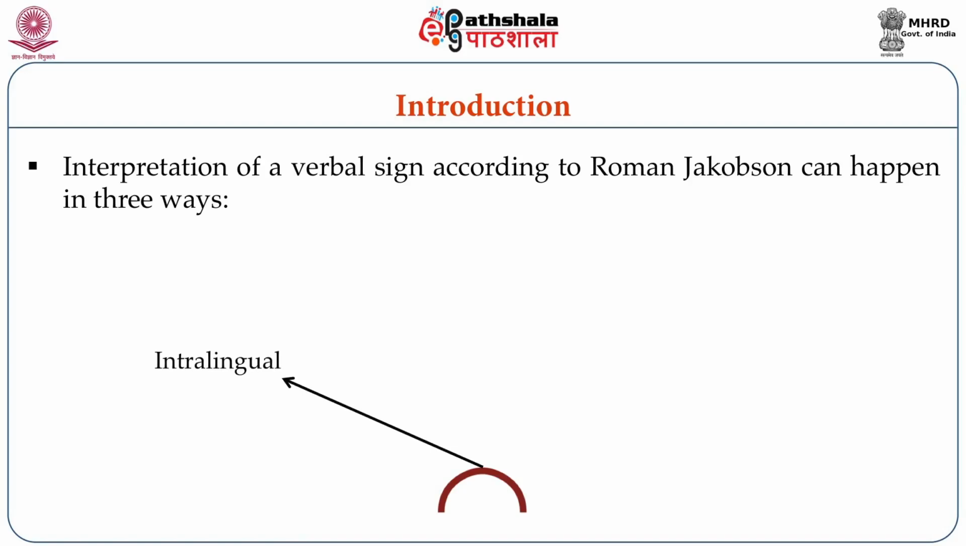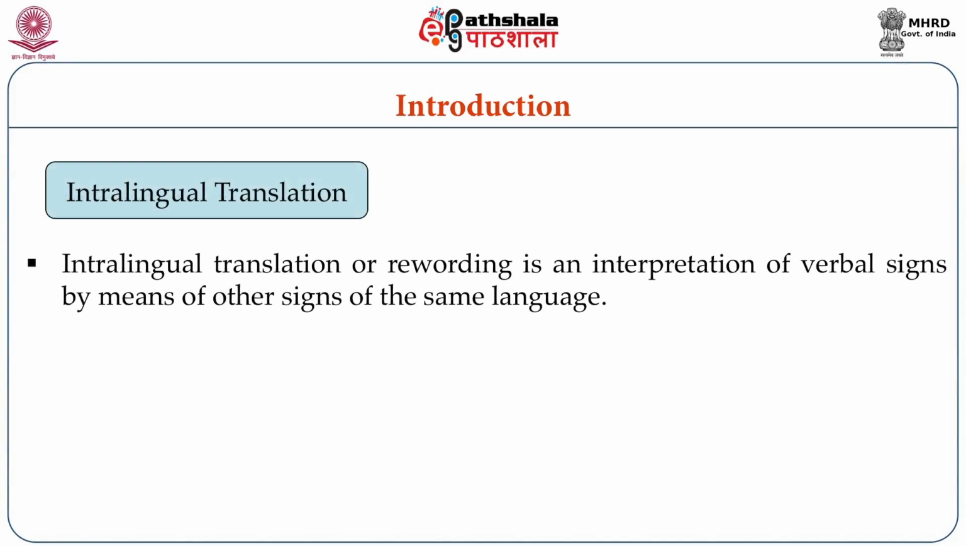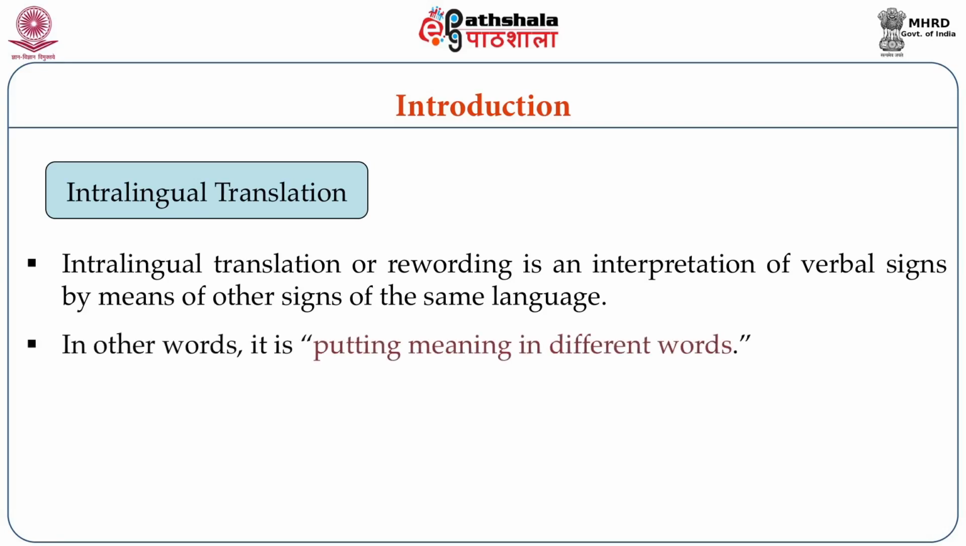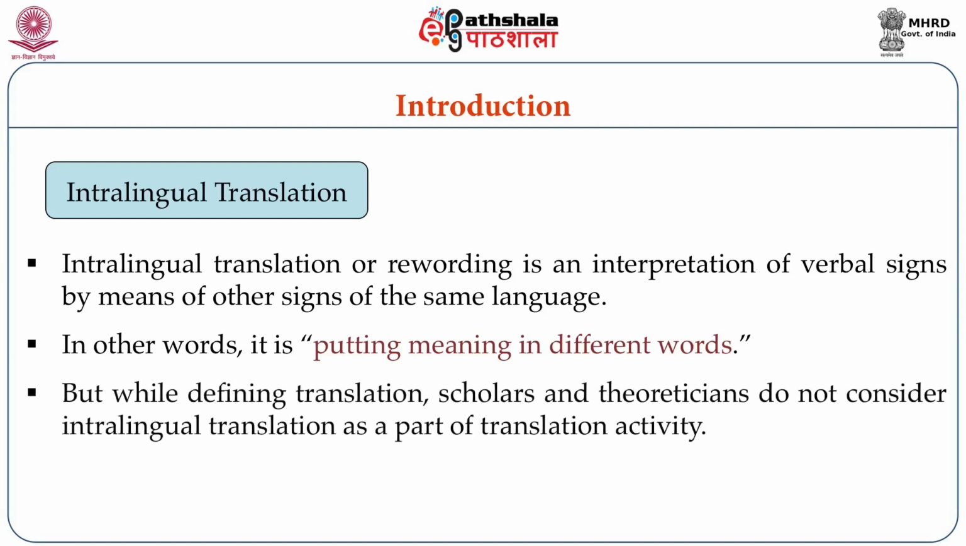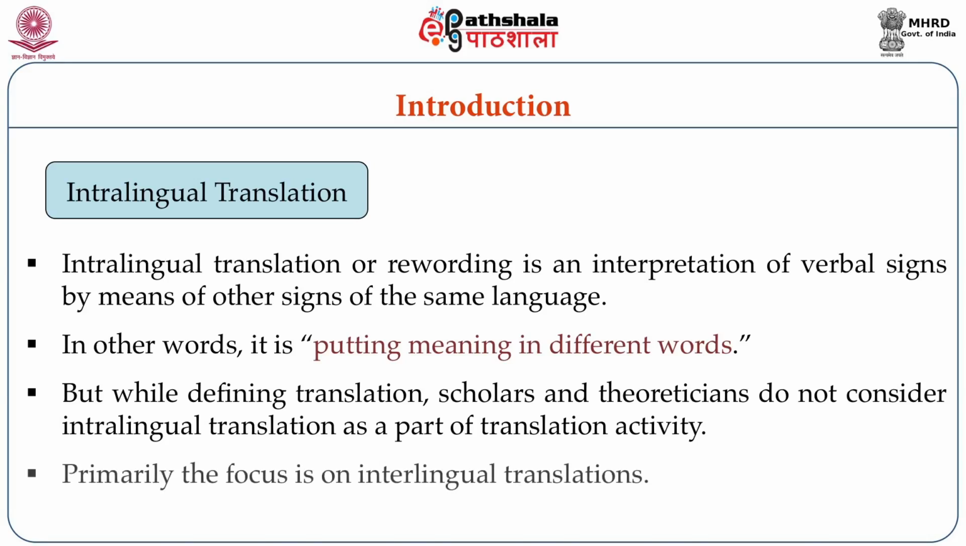The first one is intralingual translation, the second one is interlingual translation, and the third one is intersemiotic translation. Now we'll define what is intralingual translation. Intralingual translation or rewording is an interpretation of verbal signs by means of other signs of the same language. In other words, it is putting meaning in different words. But while defining translation, scholars and theoreticians do not consider intralingual translation as a part of translation activity. Primarily, the focus is on interlingual translations.